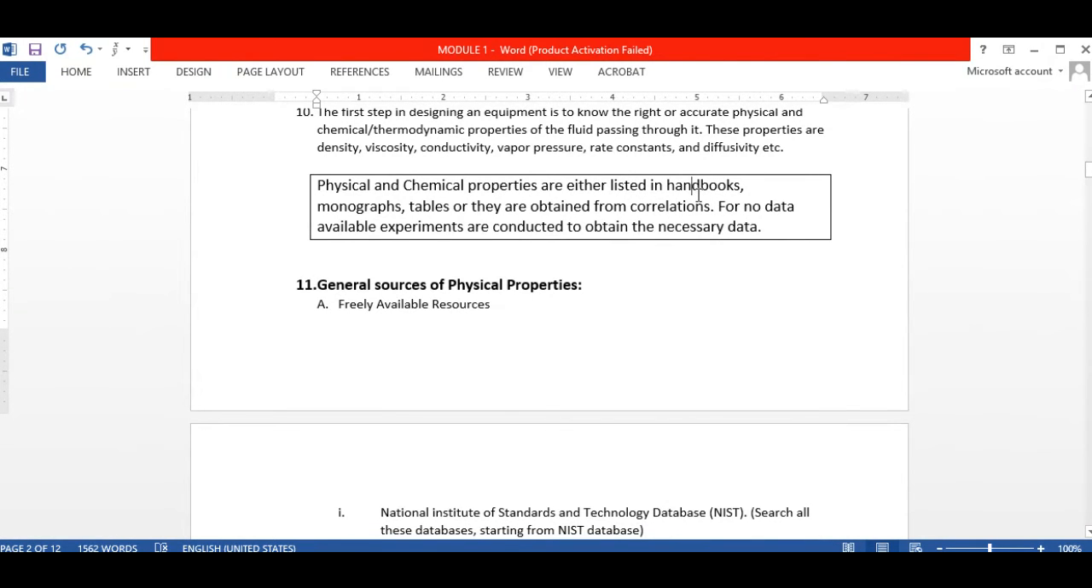Suppose you look into the handbook and don't find it. You look for the monograph, you don't find it. You look for the table, you do not find it. Correlation, they have no idea, you don't get it. So the last thing is that you have to do experiments in your lab, in your Aramco lab or your Sabic lab, or maybe another lab. If you cannot find the data, you need to do an experiment.